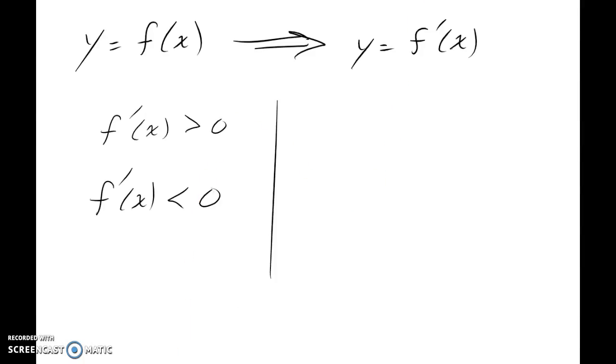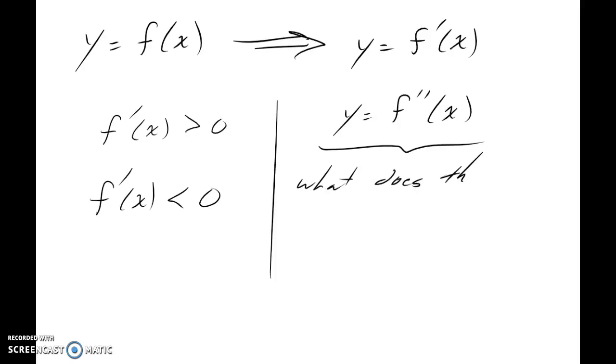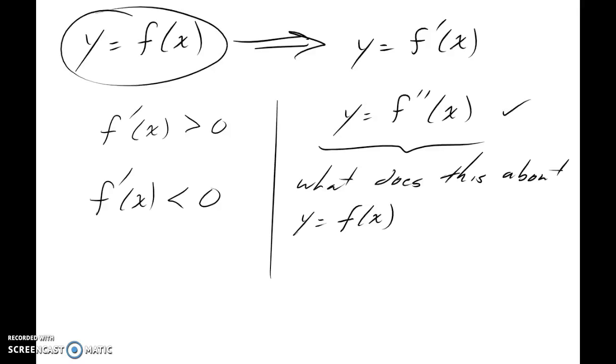So if we have y equals f prime of x, we're now going to take the second derivative, and we're kind of interested in what this will tell us about the function. What does this say about y equals f of x? If I study the second derivative, how does that tell me something about the original function? That's what we're going to be looking into.